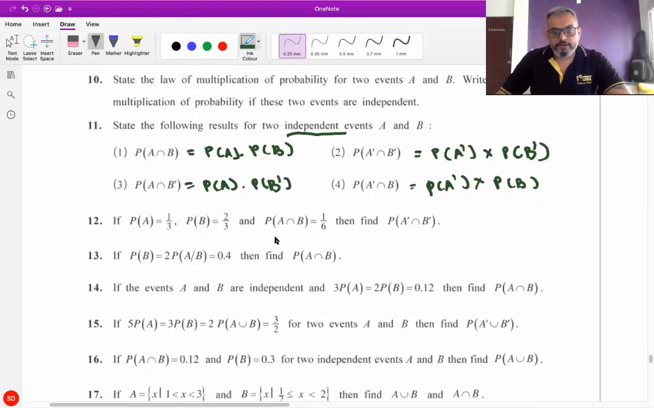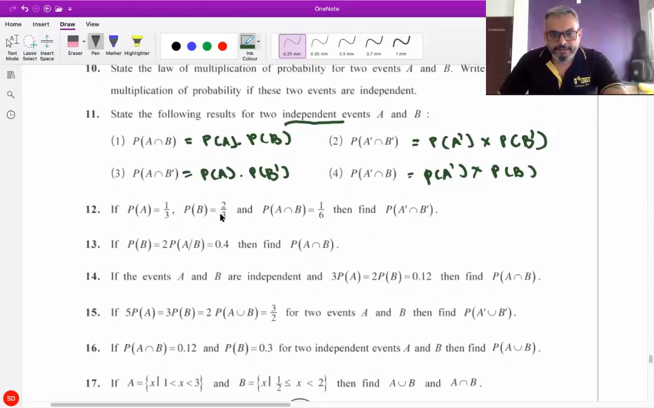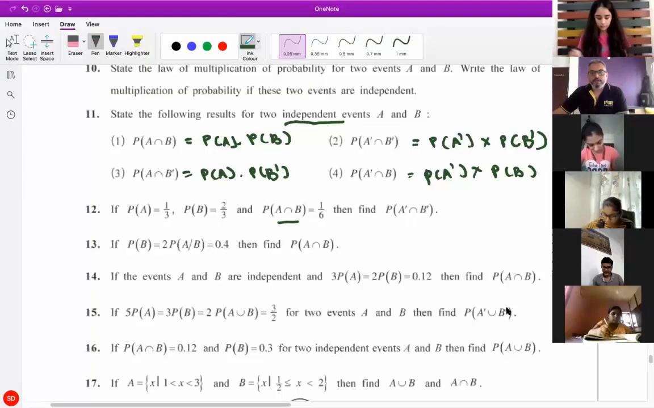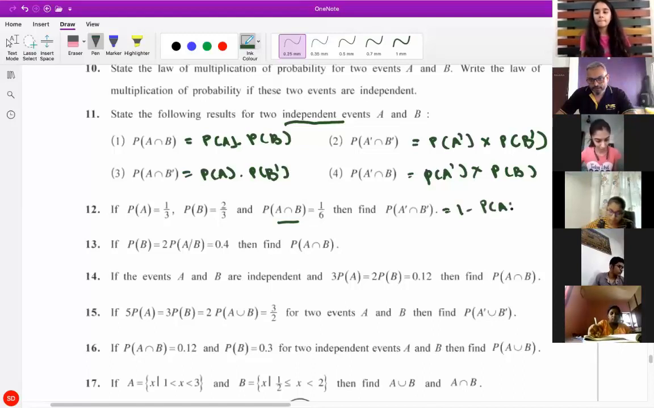Next, 12. P of A is 1/3, P of B is 2/3, P of A intersection B is equal to 1/6. We have to find P of A complement intersection B complement. Over here, first we have to decide which formula we are going to use. So the formula is, we'll use 1 minus P of A union B. Now we have P of A intersection B, P of A and P of B. So we find first P of A union B. Now how do we do that?